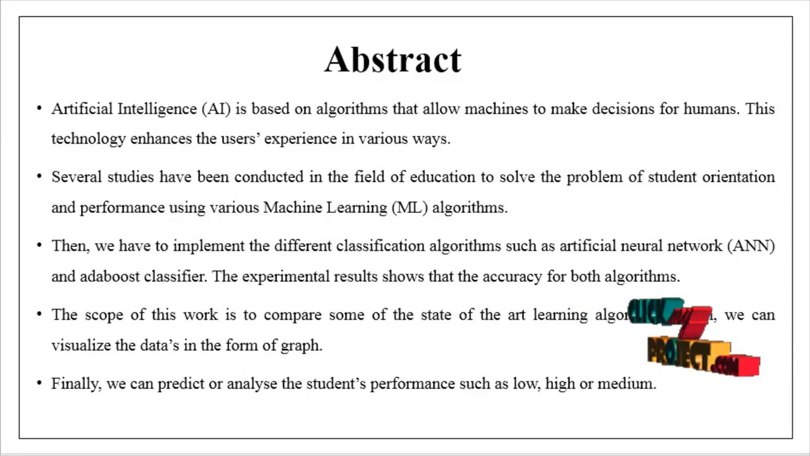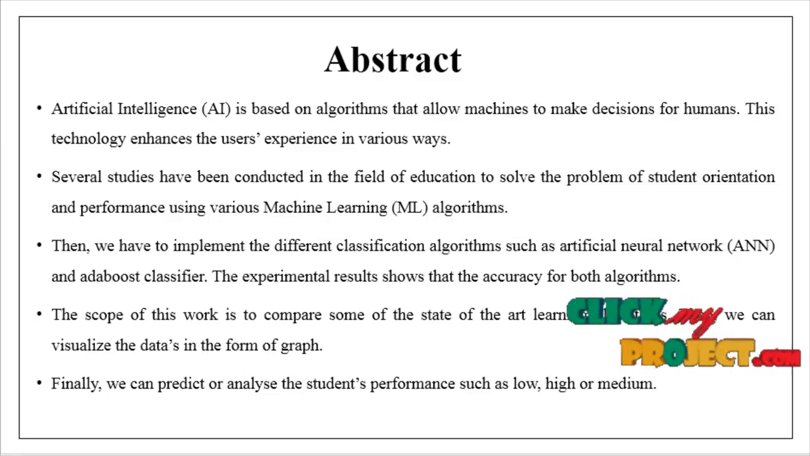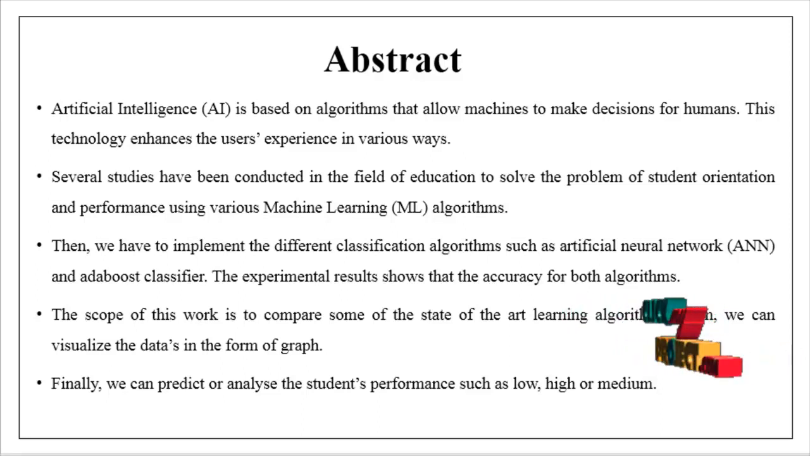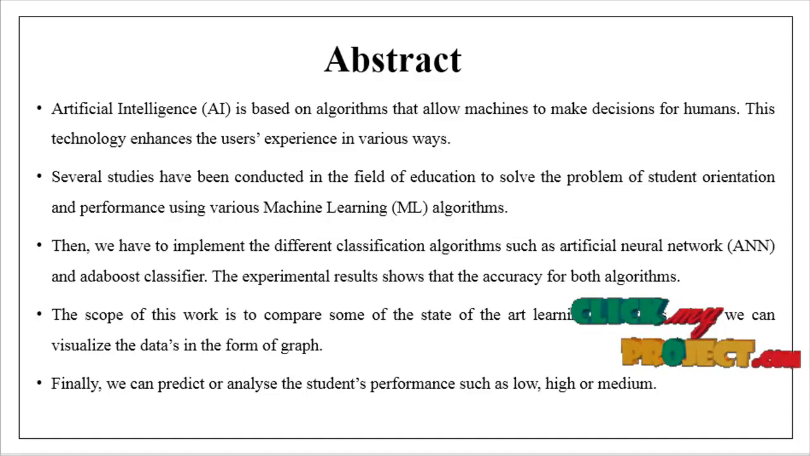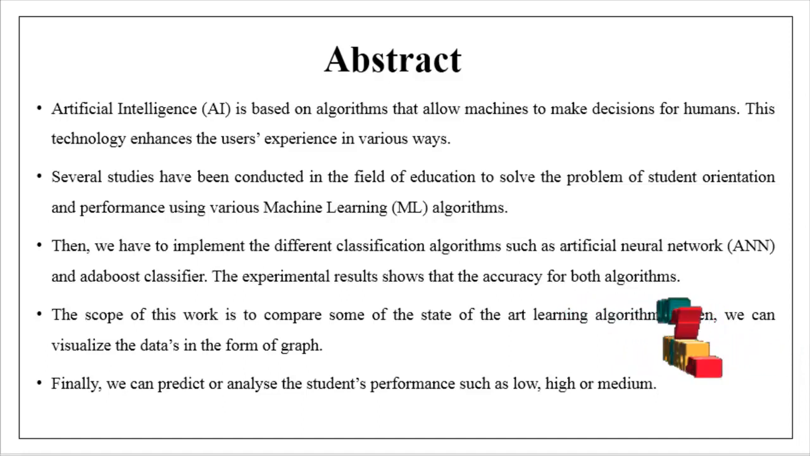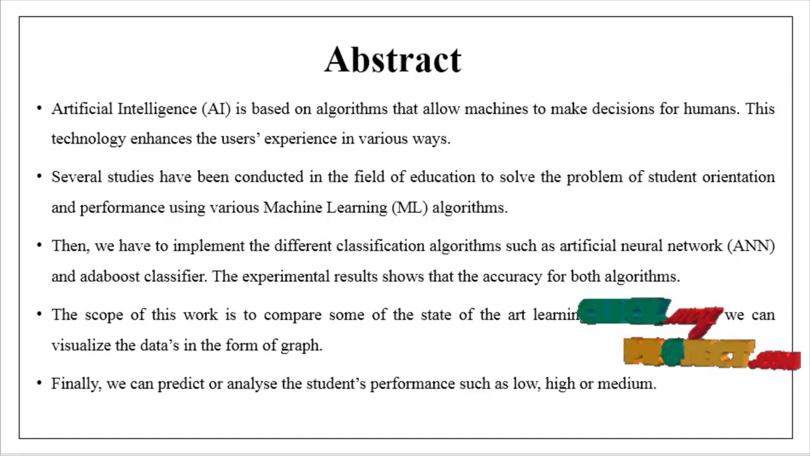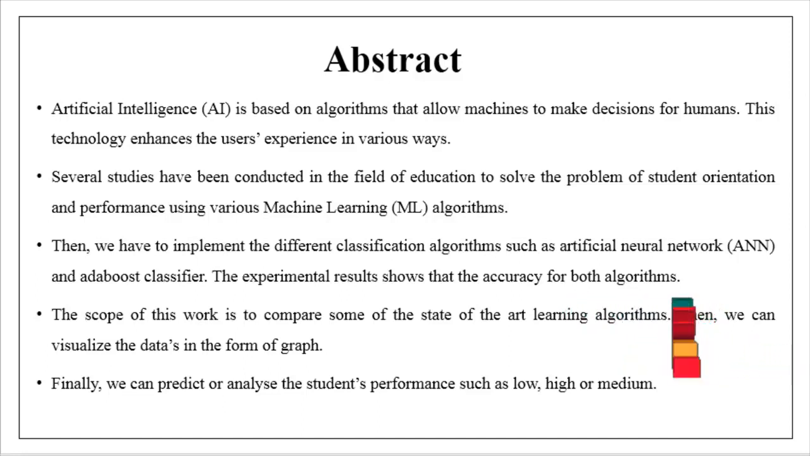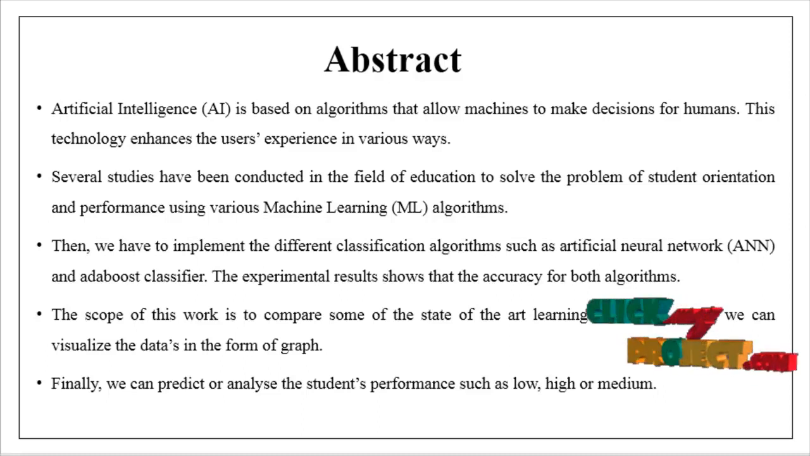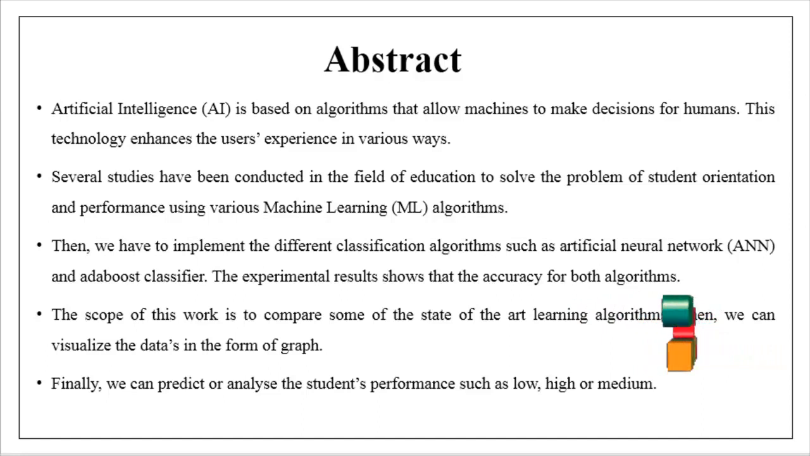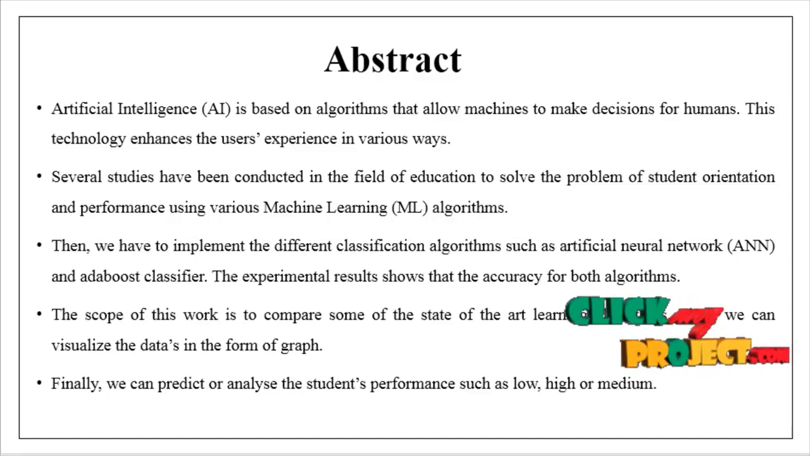Several studies have been conducted in the field of education to solve the problem of student orientation and performance using various machine learning algorithms. The system is developed using different classification algorithms such as artificial neural network and AdaBoost classifier. Finally, the experimental results show the accuracy for both algorithms.